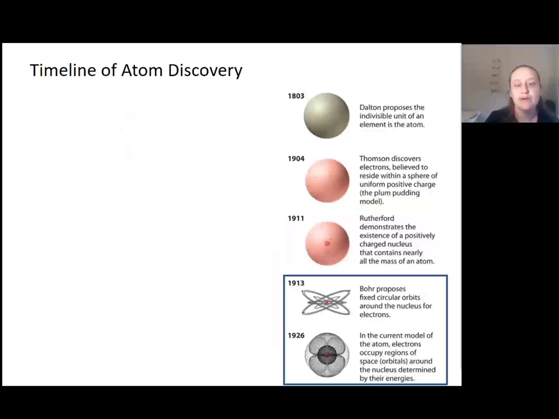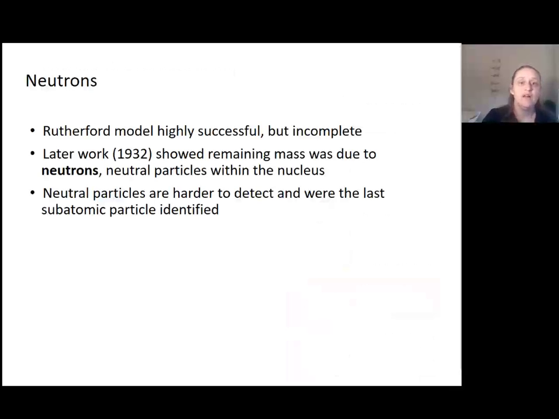Later work by Bohr, Schrödinger, and others led to a better understanding of the paths of electrons. We will revisit the motion of electrons and how they behave later in this course. Finally, although the Rutherford model was highly successful, it was found to be incomplete because it didn't account for all the mass of the atoms. Later work in 1932 showed that the remaining mass was due to neutrons, which are neutral particles within the nucleus.